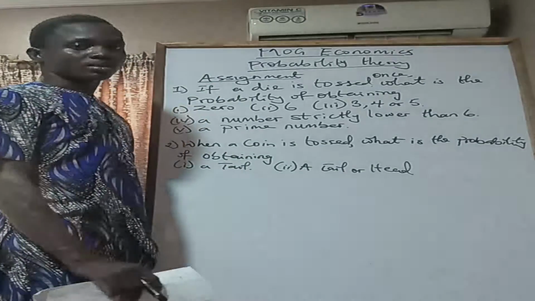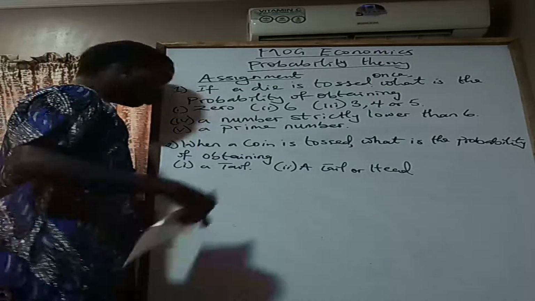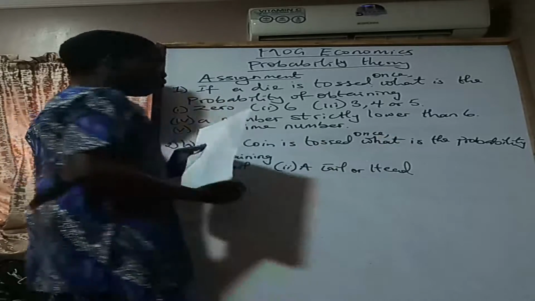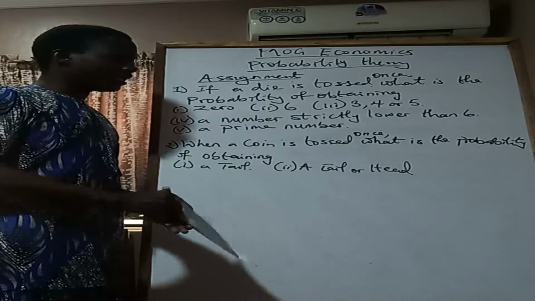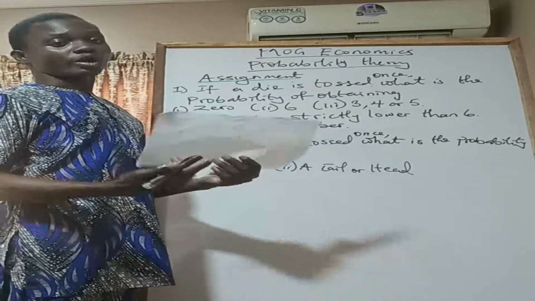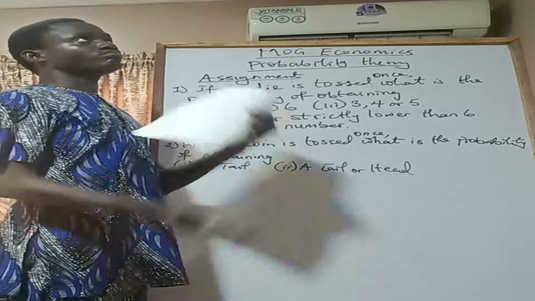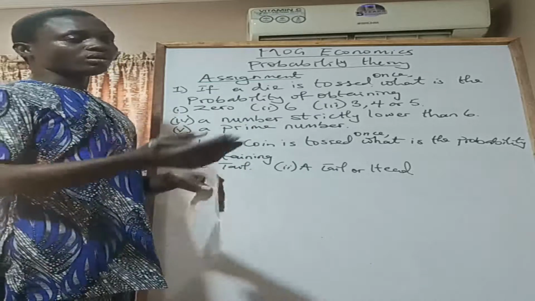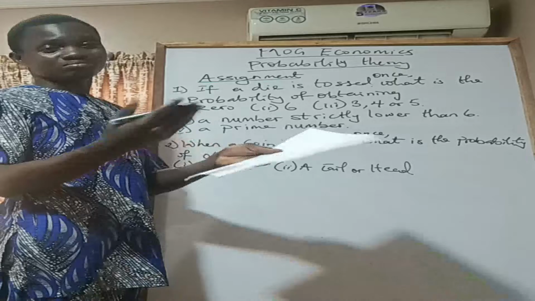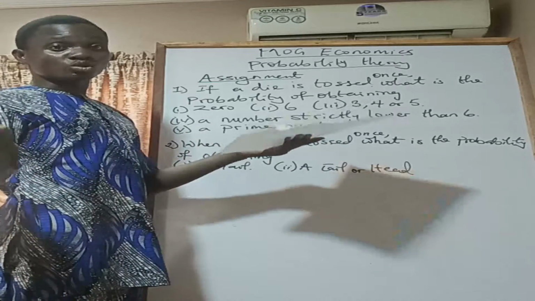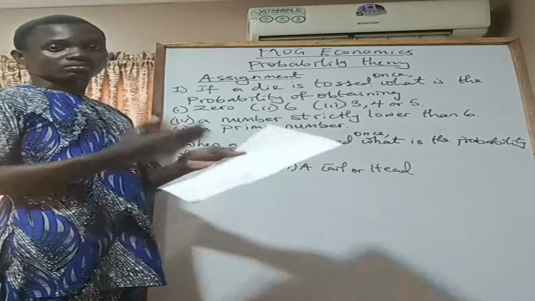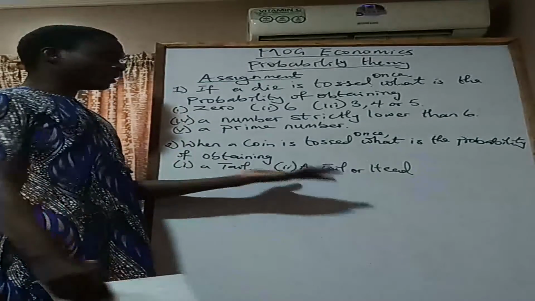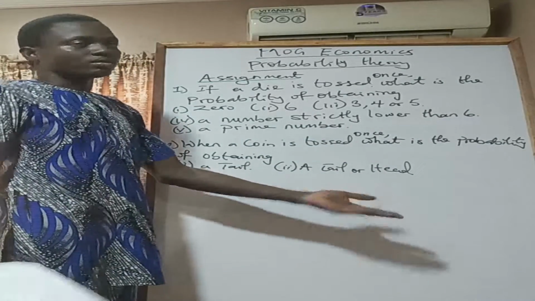When a coin is tossed once, now this is the second part, what is the probability of obtaining a tail, a head, or a tail? A coin just has two sides. One side is the head, the other side is the tail. So we just label them A and B. So the sample space there is going to be two, because you can only have head or tail. Do you understand what I'm trying to say? So it's a sample space of two. Then what's the probability of getting a tail, a head, or a tail? That's it. Very simple stuff.